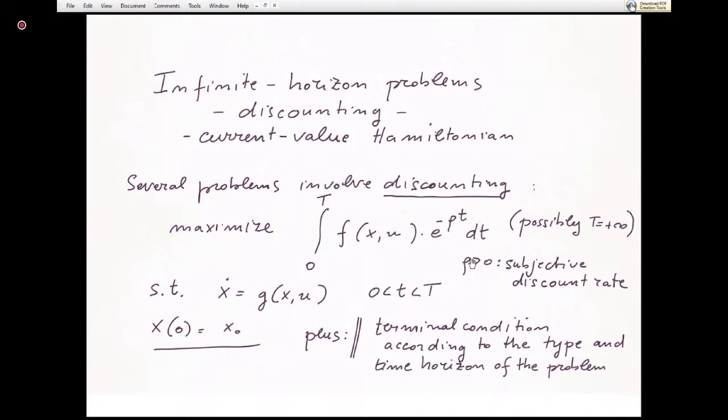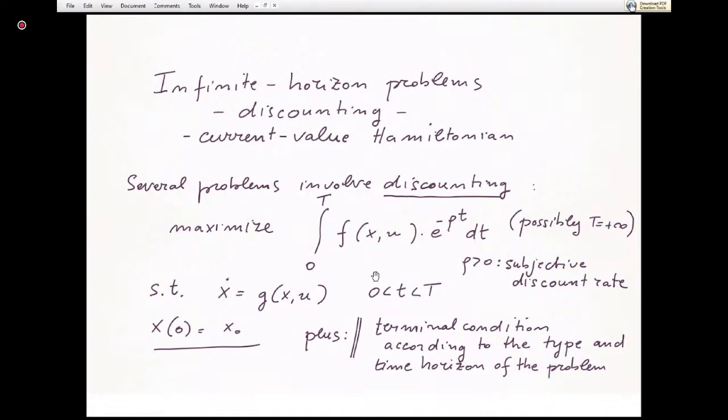Rho is called the subjective discount rate. It is not necessarily the market interest rate. It is the rate of time preference of the decision maker. What is my trade-off between present satisfaction and future satisfaction? The rate expresses this trade-off. Of course, the larger the rate, the higher the preference for today's utility. So this is a subjective discount rate.